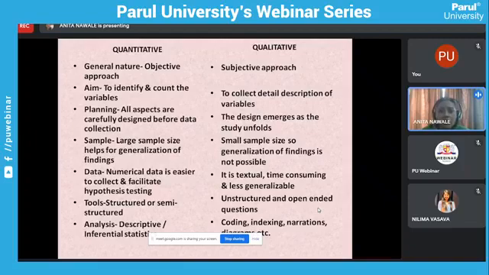Then ongoing data analysis. In quantitative, we first collect the complete data, and then we calculate the mean, median, mode, or we calculate the frequency and percentage of the demographic variables, or we calculate the findings at the end when you have complete data with you.